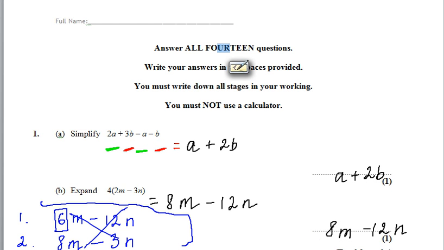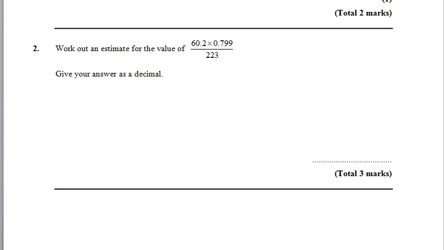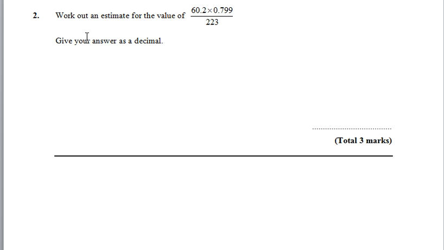Question 2. In question 2, unfortunately, many mistakes were made, so let's discuss this question really in detail, okay? The question was: work out an estimate for the value of this expression. Give your answer as a decimal. Alright. Don't be afraid to read questions twice or 3 times until you fully understand. Really, there is no shame in reading questions several times until you're comfortable with what is expected, okay?